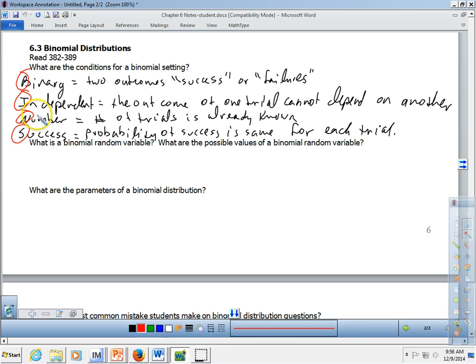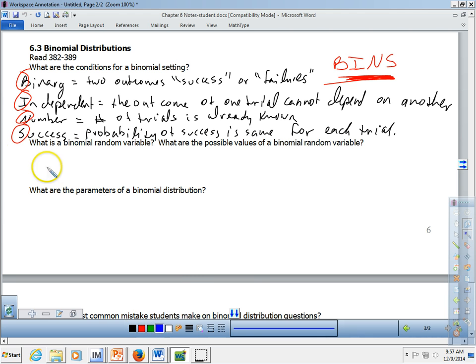So we do create an acronym, as we do for everything else, right? SOCS for describing a distribution, DOFS for describing a relationship in a scatter plot. And in a binomial setting, to see if something fits into a binomial setting, we're going to check our BINS. Okay? Is it binary? Are each trial independent of each other? Are the number of trials set before we get going? And is the probability of success the same for each trial?